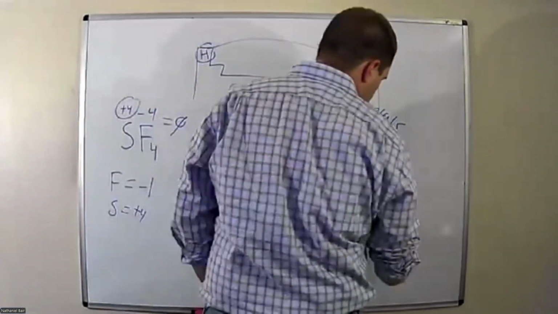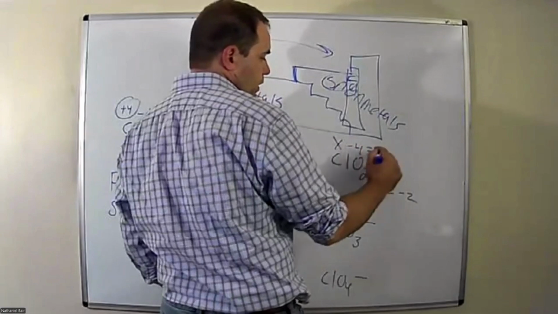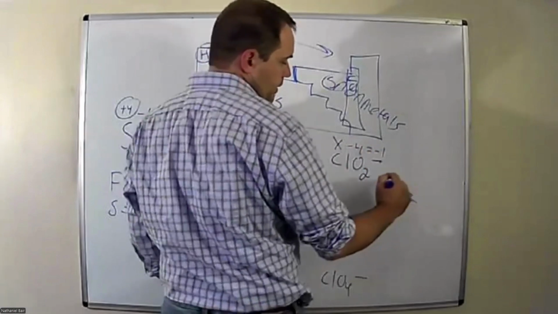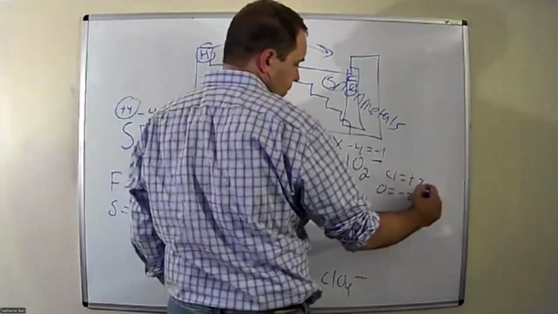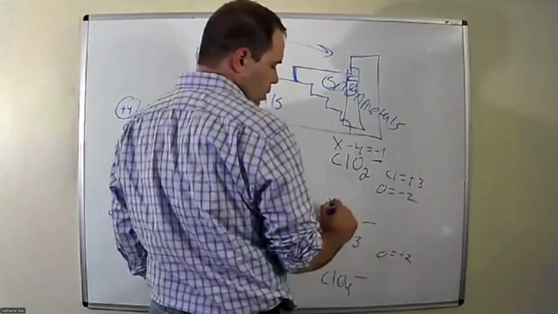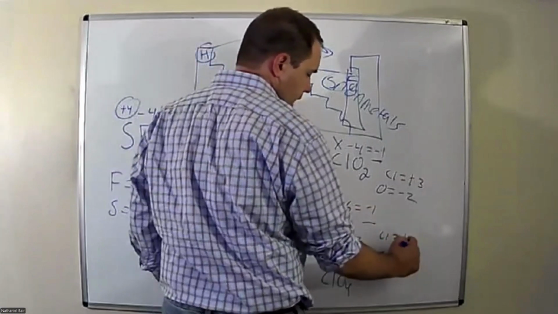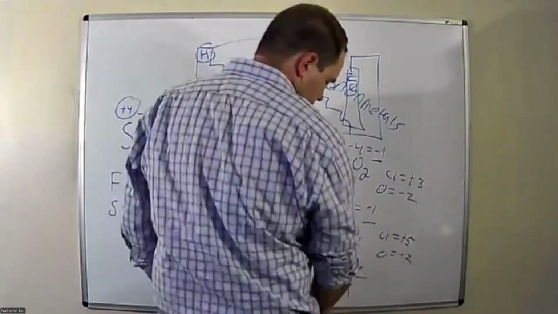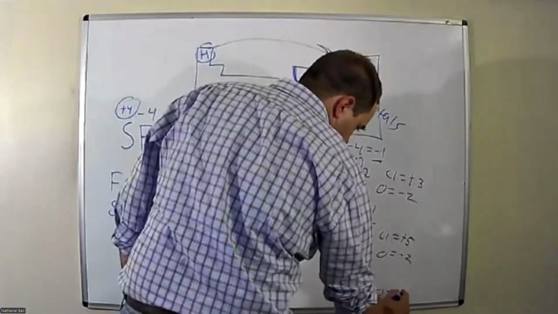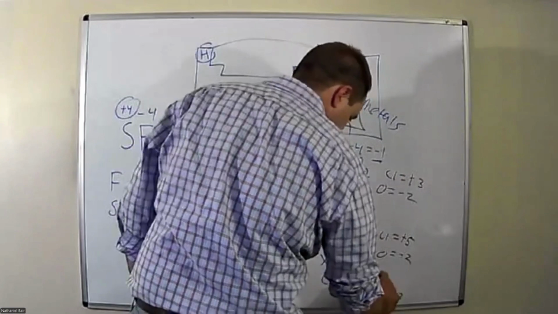Oxygen, -2. So what -4 equals -1? The chlorine in this one is +3. Oxygen, -2. So what -6 equals -1? The chlorine here is +5. And then look in here, oxygen, -2. So what -8 equals -1?